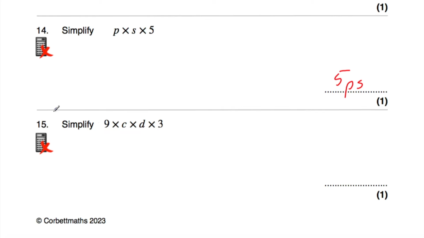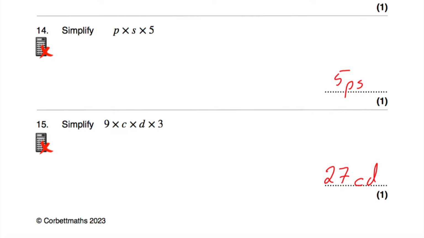Okay, let's have a look at question number 15. So we've been asked to simplify 9 multiplied by c multiplied by d multiplied by 3. So let's multiply the numbers to begin with. 9 times 3 is equal to 27, so that's 27. And then we've got c times d. Well, that's just going to be cd. So the answer would be 27cd. So 9 times 3 is 27. And then we've got cd, so it's going to be 27cd.